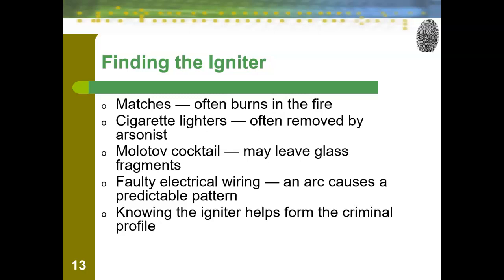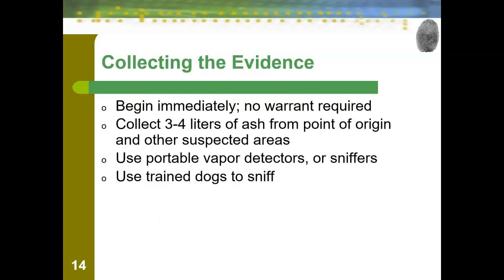Faulty electrical wiring in an arc causes a predictable pattern, so you can find those burned wires and you can see the arc damage. And knowing the igniter is going to help form the criminal profile, which is the other part of our unit, but we are going to talk about it a little bit now.